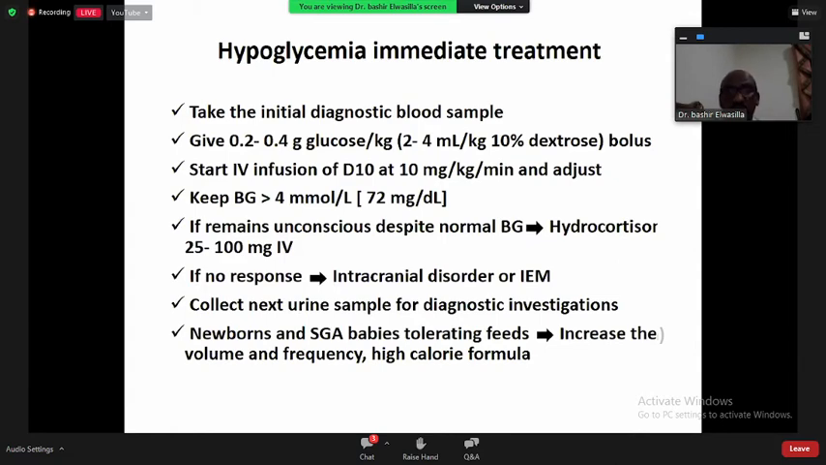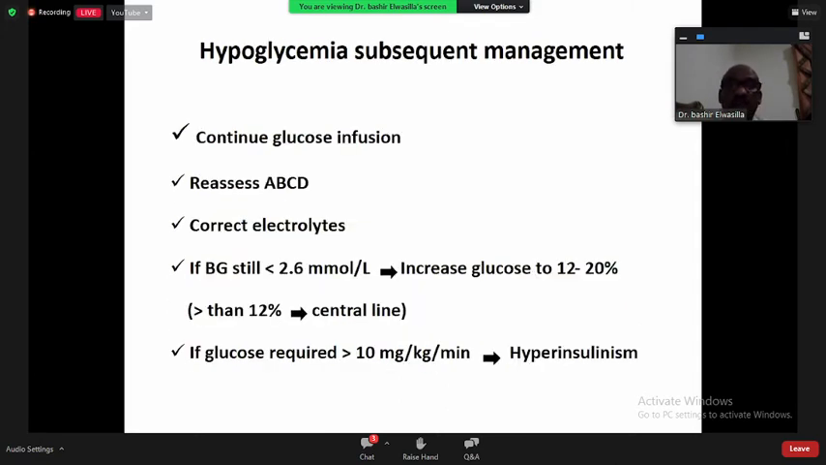Newborns and small for gestation babies, usually tolerating feeding, you have to increase the volume and frequency and give high calorie formula. What about the subsequent management? You have to continue glucose infusion. You have to reassess the airway, breathing, circulation, and stability, and you have to correct electrolytes like sodium, potassium, and these things.